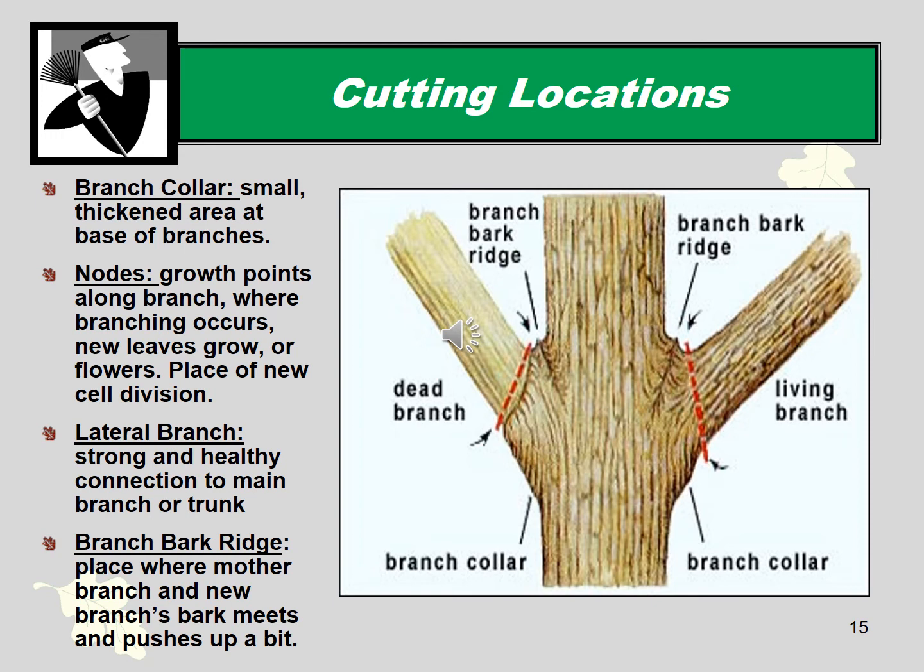Let's look at some basic parts and some terms related to them for pruning cut locations. The branch collar is a small thickened area at the base of the branches. The nodes are the growth points along the branch where the branching occurs. A place of new cell division, like where a leaf comes out or a new branch comes out, that's a node, an area of growth. A lateral branch is a smaller branch coming off a bigger branch. And the branch bark ridge is that area where the bark from the lateral branch and the main branch, kind of in the armpit up on top of those two branches, where they come together, the bark comes together and pushes against each other, forming a small ridge.